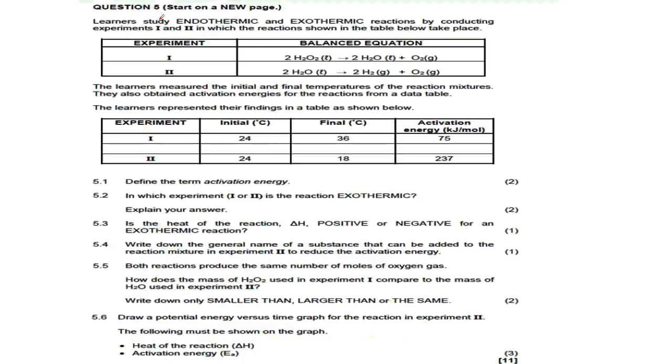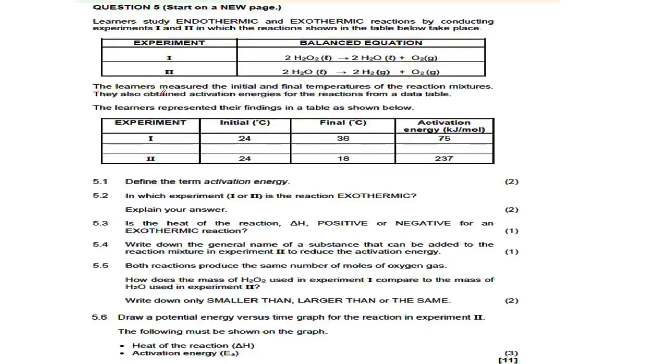Now let's look at this one, the last one for the day. So it says, learners study endothermic and exothermic reaction by conducting experiments 1 and 2, in which the reaction shown in the table below takes place. So we have experiment 1, we have experiment 2. Now note, there is nothing here that suggests to us that either one of the reactions is exothermic or endothermic. That means there is no telling from just looking at the equation whether a reaction is exothermic or endothermic. They would have to give us further information.